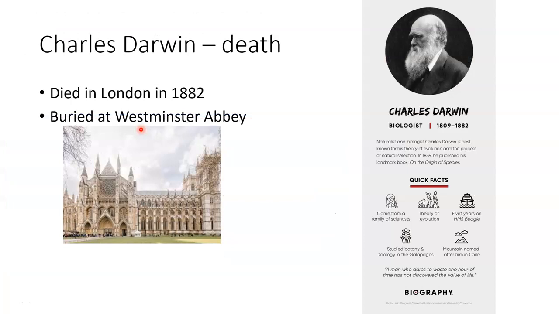He died in London in 1882. He's buried at Westminster Abbey, and I love this. I found this online. It's just a little quick fact card about Charles Darwin, and it says here, obviously, he was a biologist. He lived from 1809 to 1882. He was a naturalist and a biologist, best known for his theory of evolution and the process of natural selection. In 1859, he published his landmark book On the Origin of Species. He came from a family of scientists. He's known for developing the theory of evolution. He spent 5 years on the HMS Beagle. He studied botany and zoology in the Galapagos Islands. There's a mountain named after him in Chile, and his quote here is, "A man who dares to waste 1 hour of time has not discovered the value of life." So I found this little card online.